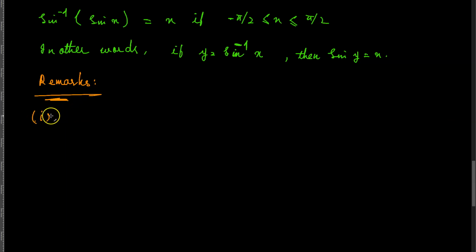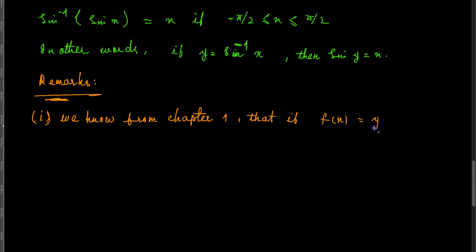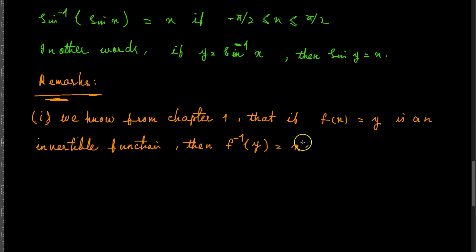Okay, so number 1, we know from chapter 1 that if f of x is equal to y is an invertible function, then, so here we are saying that f of x is equal to y, then f inverse of y is equal to x.